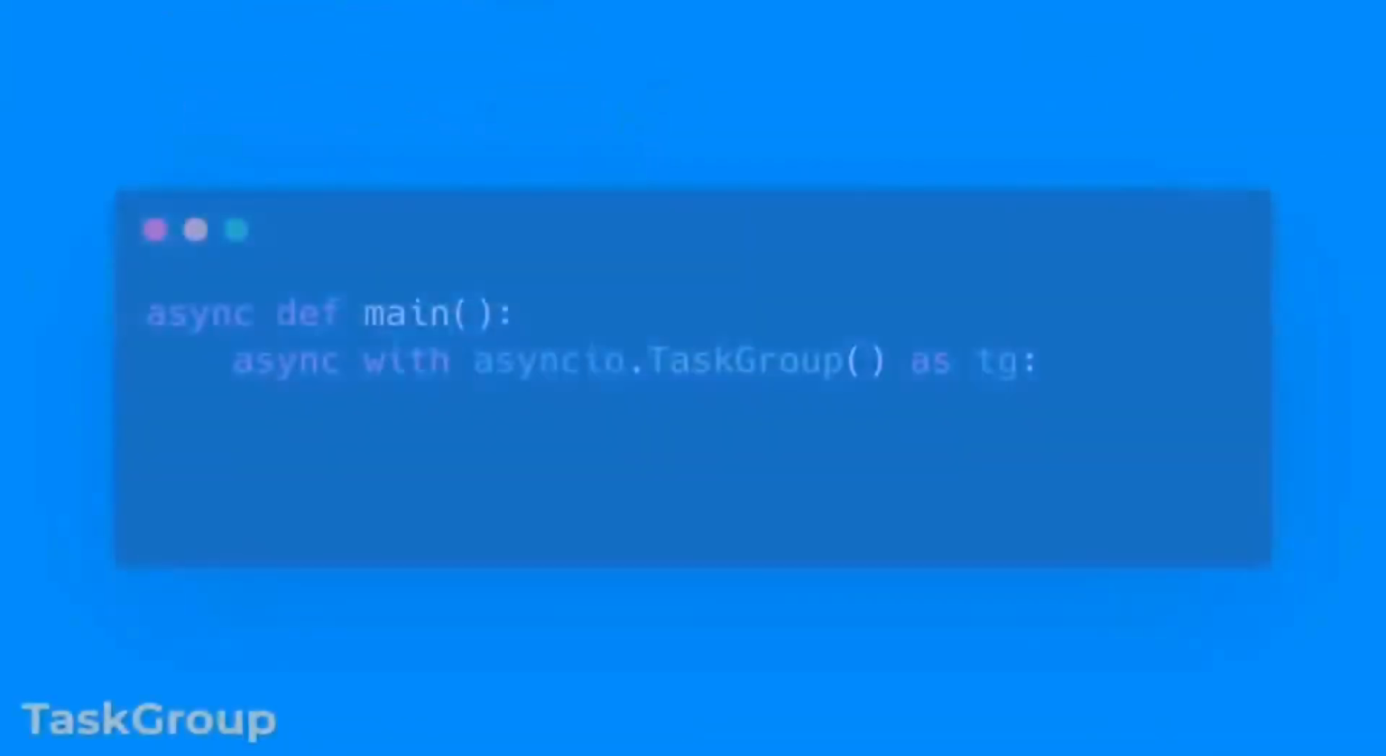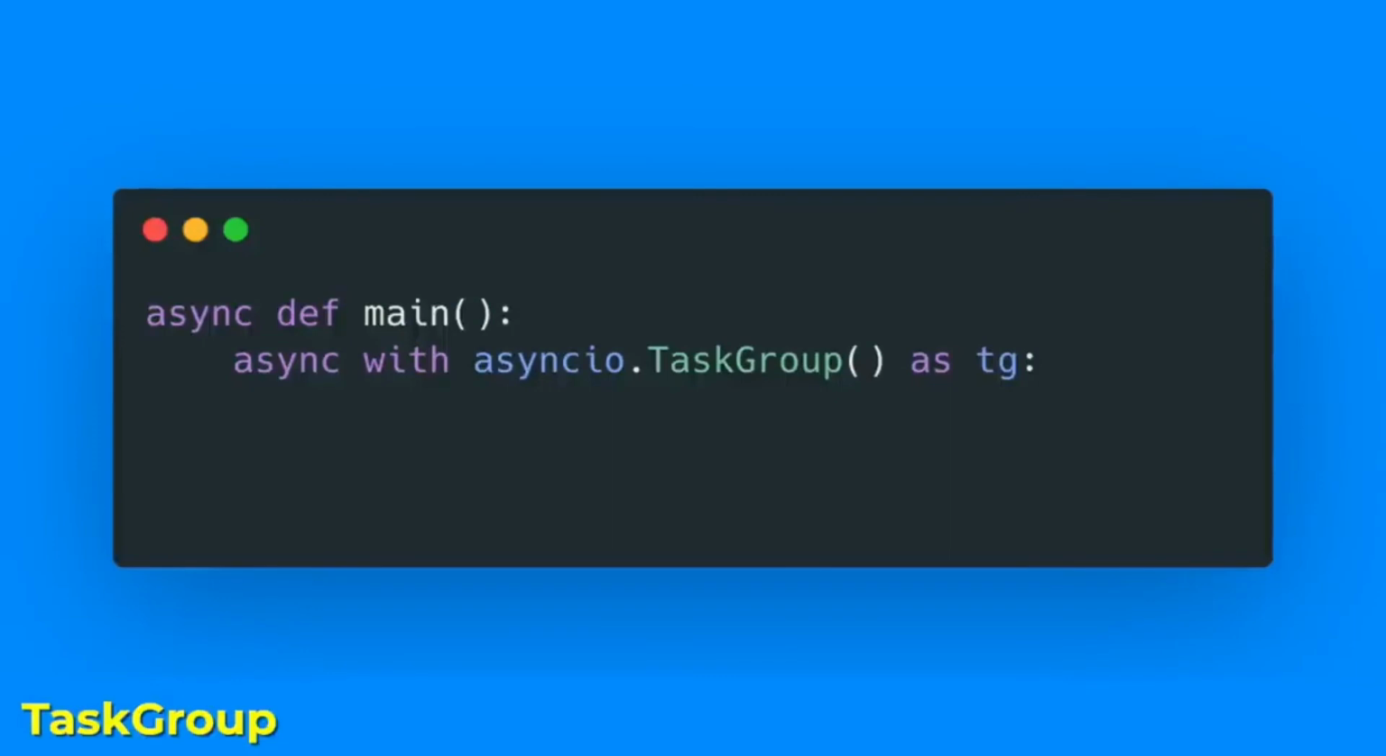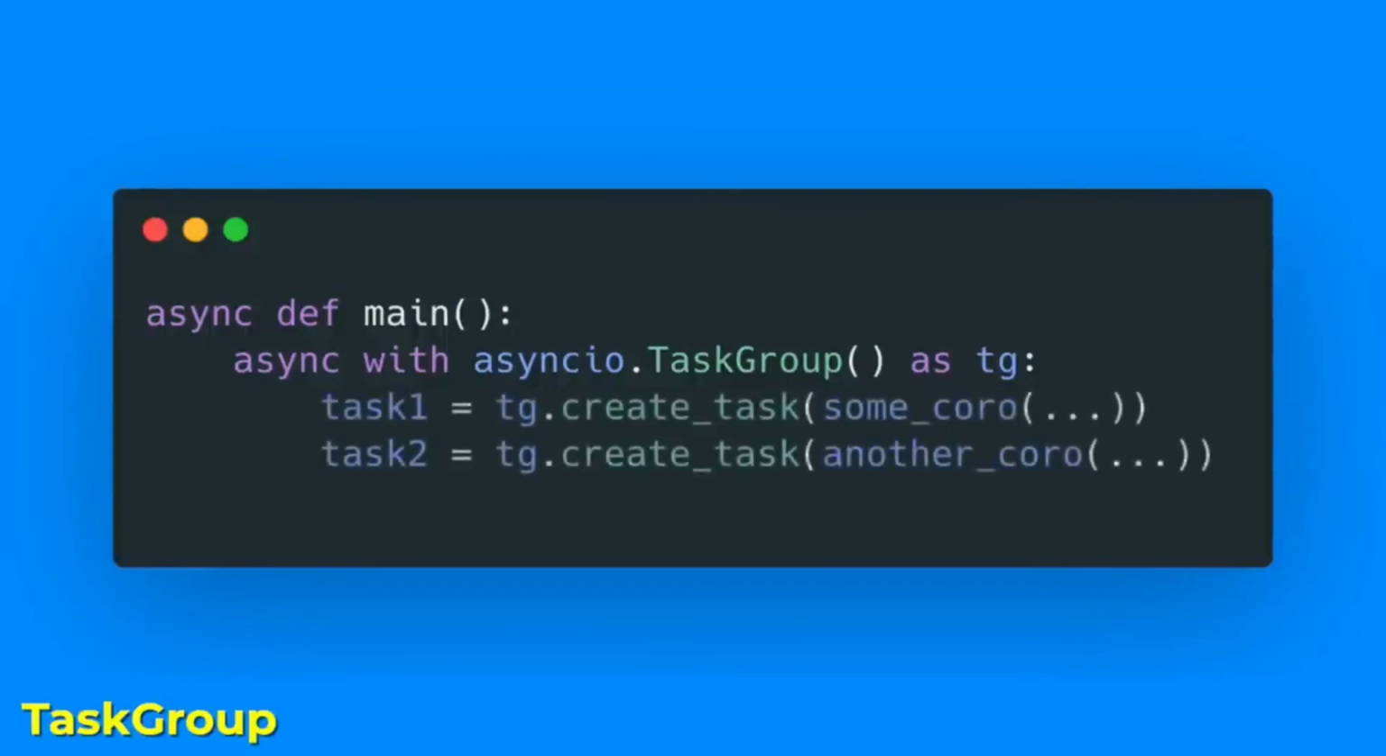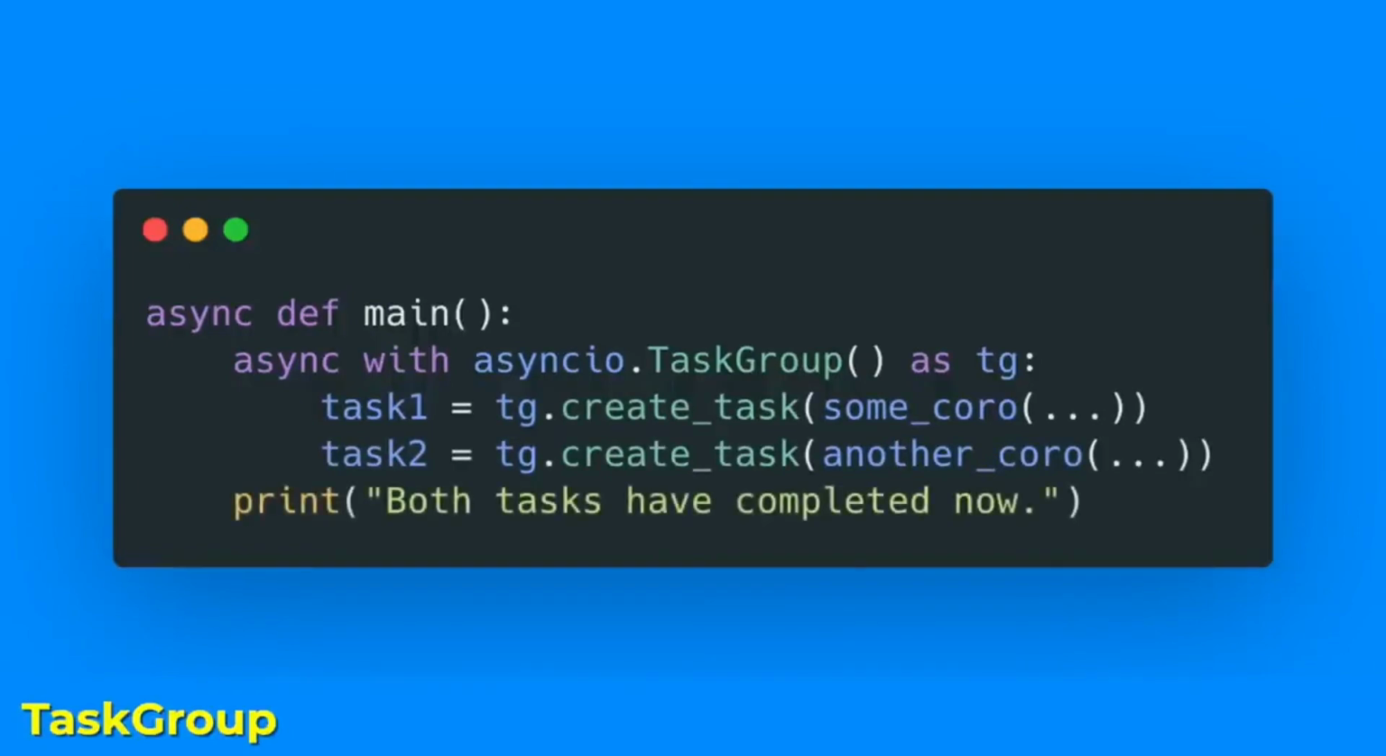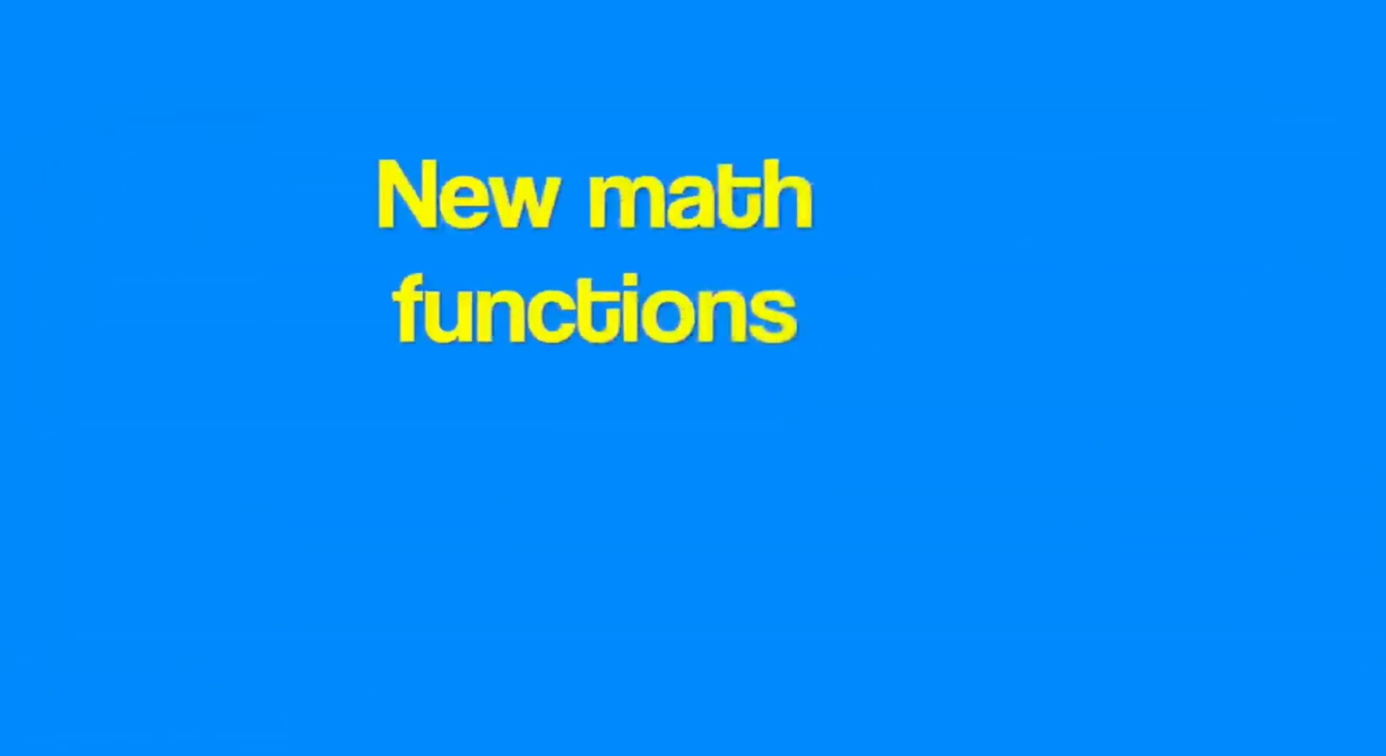The asyncio TaskGroup class was added, which is an asynchronous context manager holding a group of tasks that are then awaited when the context manager exits. For new code, this is recommended over using create_task and gather directly.